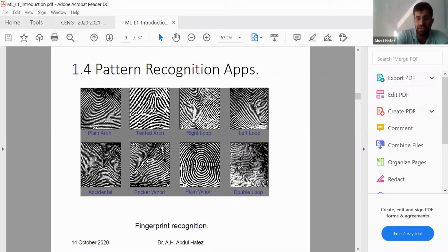Also, we have the fingerprint recognition example. See, we can recognize here several types of fingerprints. No certain model, no certain pattern. Look, there are a lot of patterns. Every pattern is different from another pattern. Our fingerprints are not the same, but there are also different patterns.